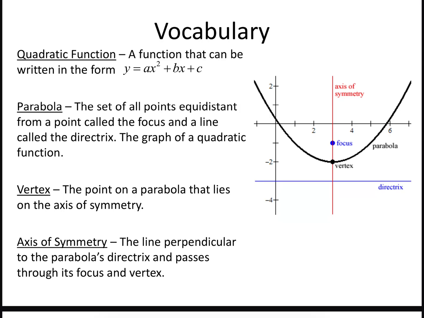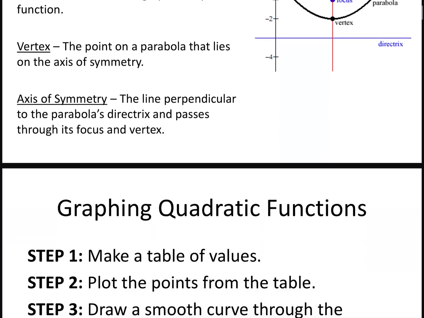The vertex is the point on a parabola that lies on the axis of symmetry. It's either going to be the highest point or the lowest point of that U-shaped parabola. And the axis of symmetry is the line perpendicular to the parabola's directrix and passes through both the focus and the vertex. Right now we're going to focus mainly on the vertex and axis of symmetry parts of the parabola because the focus and the directrix will be talked about in later chapters.